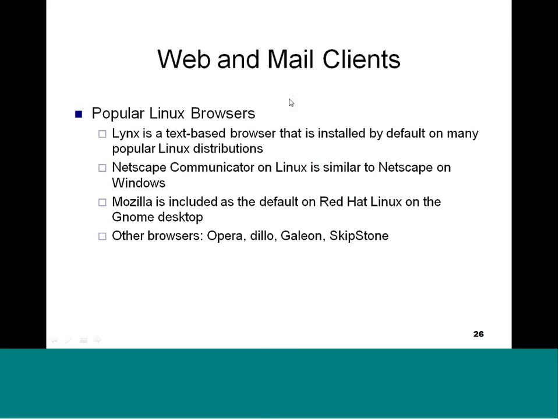So now let's look at some of the clients. One of the most famous ones is the browser. The popular Linux browsers are Lynx, which is a text-based browser, and it comes free with a lot of Linux machines. Netscape Communicator is still used. And then Mozilla Firefox is another one. This is by far the most common one. Mozilla is again another open source type of browser. And other browsers are Opera, Dillo, Galleon, Skipstone, etc.